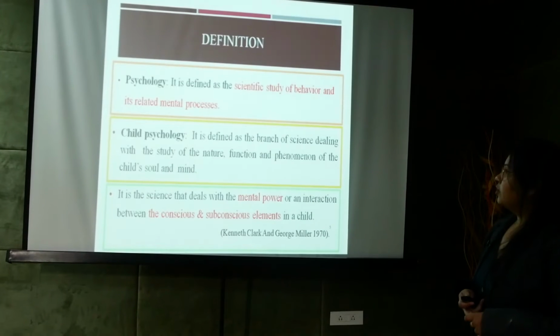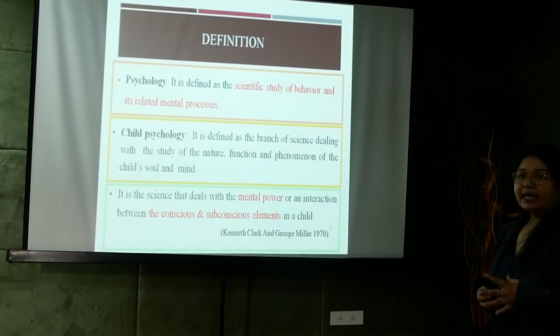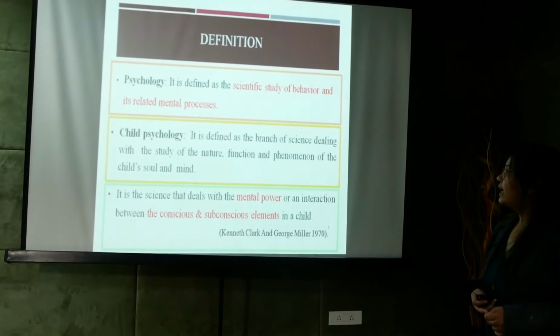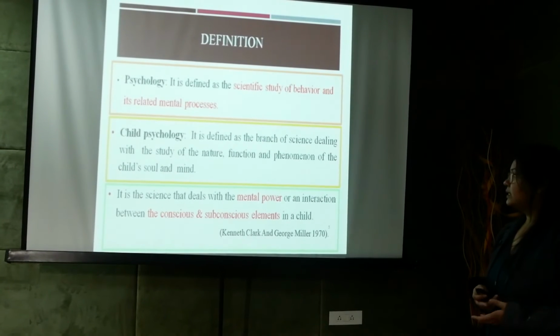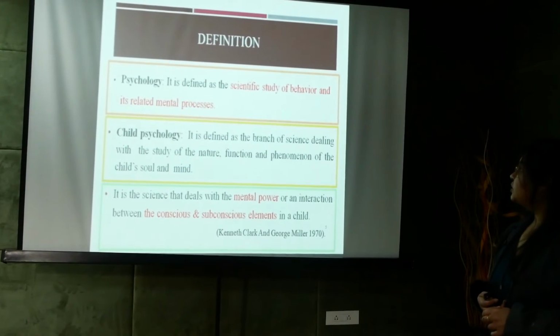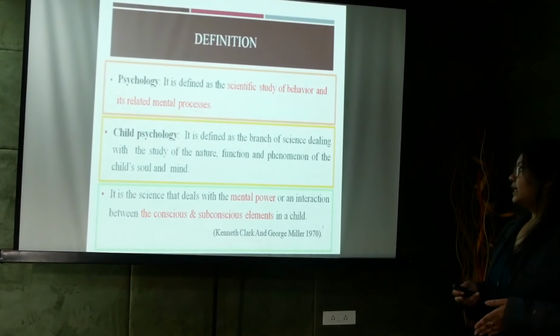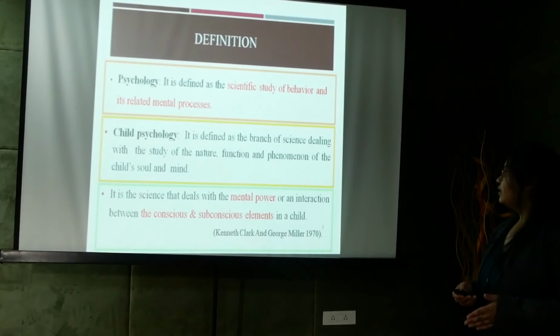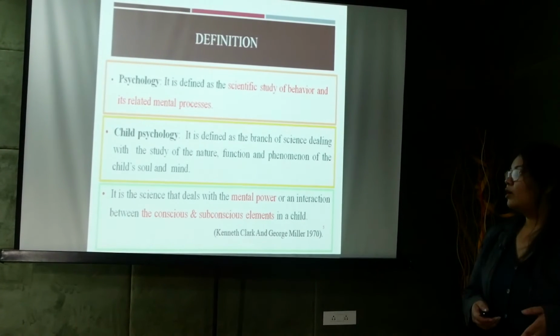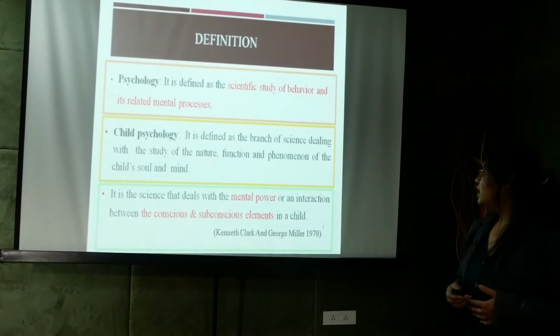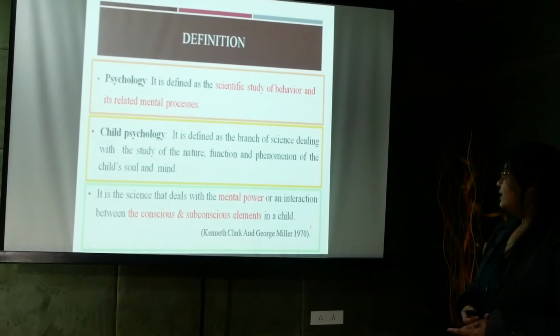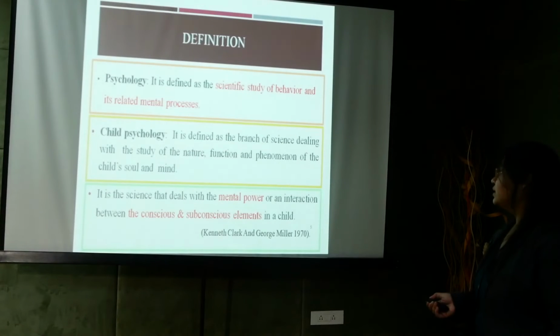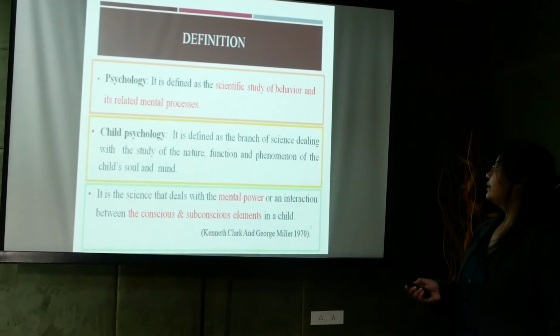So what is psychology? It is defined as the study of behavior and its related mental processes, whereas child psychology is the branch of science dealing with the study of the nature, function and phenomena of a child's soul and mind. Kenneth Clark and George Miller have said it is the science that deals with the mental power or interaction between the conscious and subconscious elements in a child.